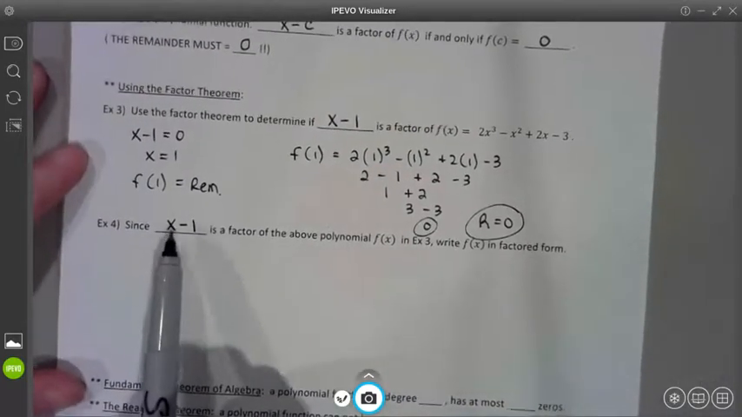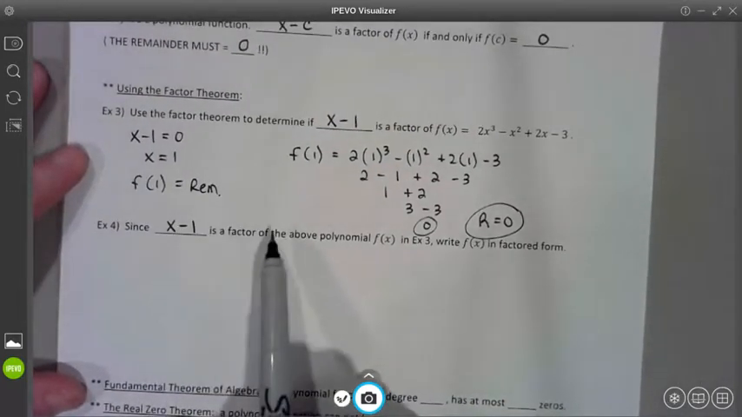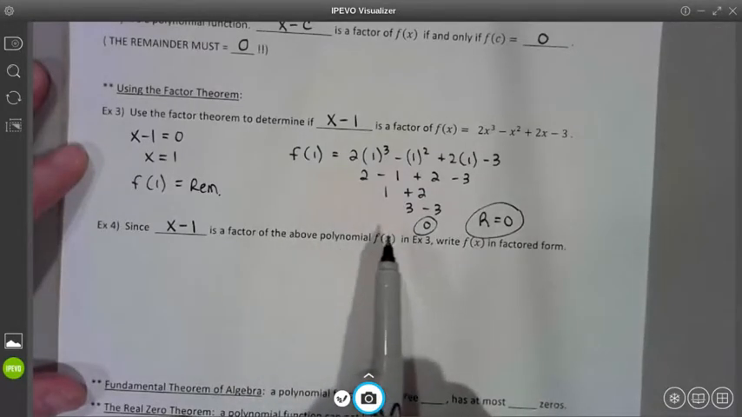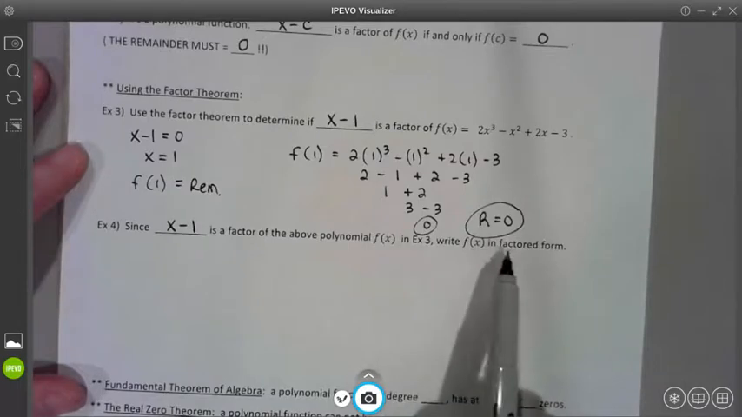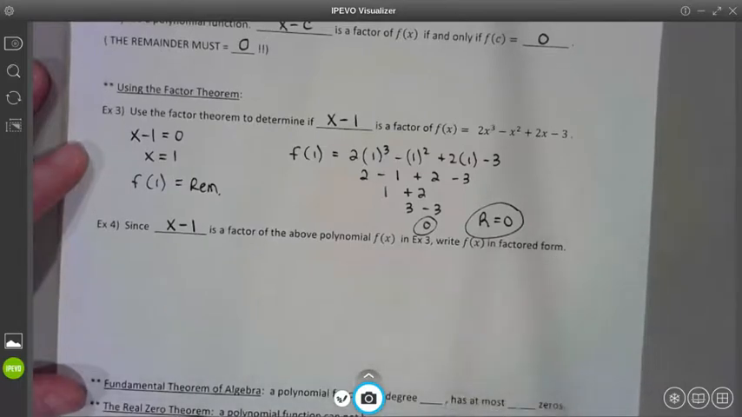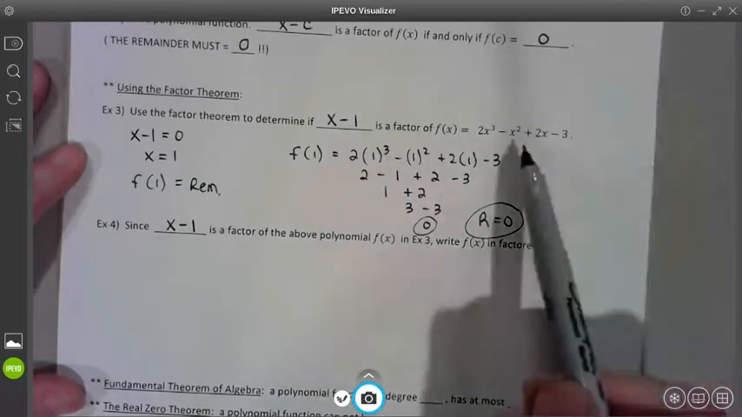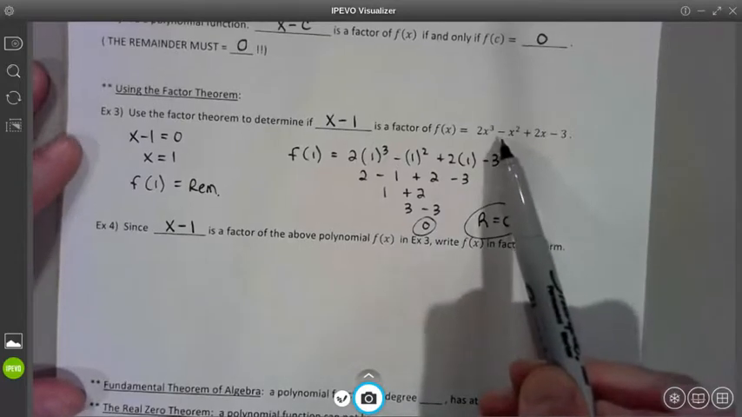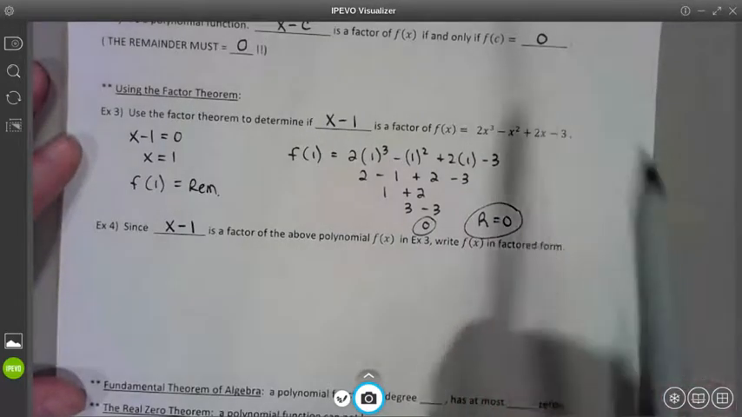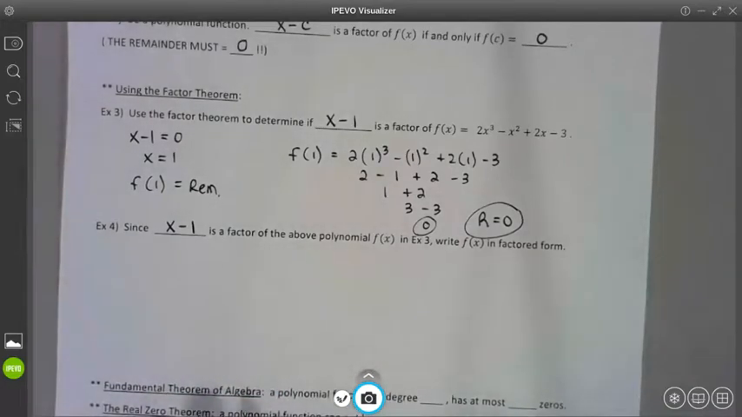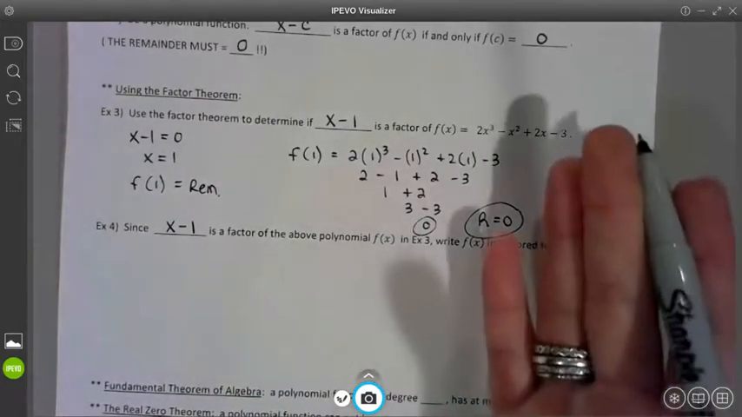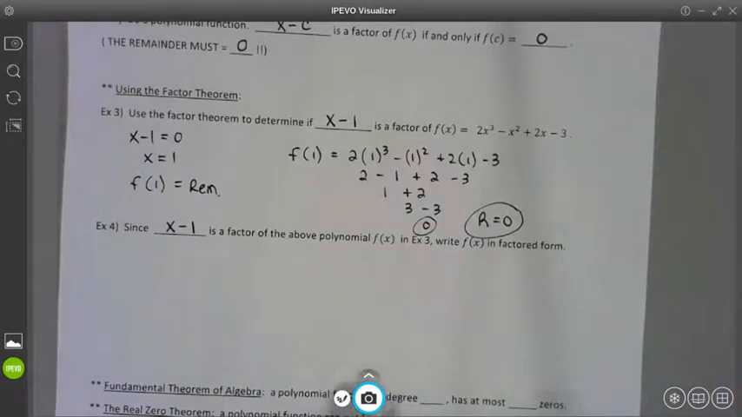Since we just found out that x minus 1 is a factor of the above polynomial function f of x in example 3, they want you to write f of x in factored form. Okay, well, think about it. One of the ways we would try to factor this is probably factor by grouping, right? It's 4 terms, but it doesn't factor by grouping. So it's kind of like, wait a minute, how do I factor it if it doesn't factor by grouping, and I don't know other techniques to factor a degree 3 polynomial?